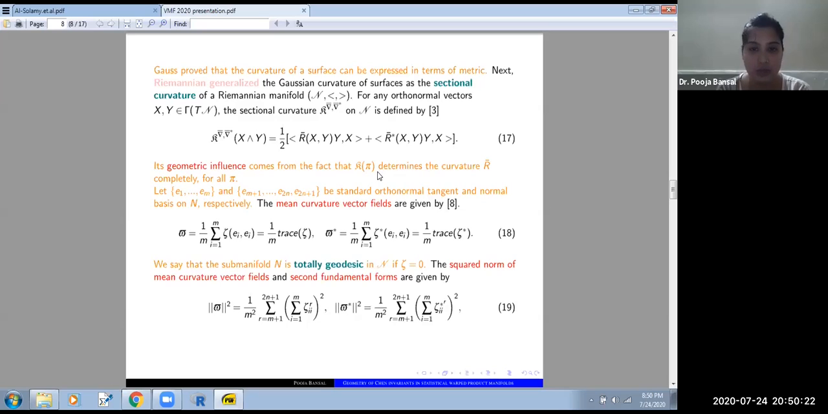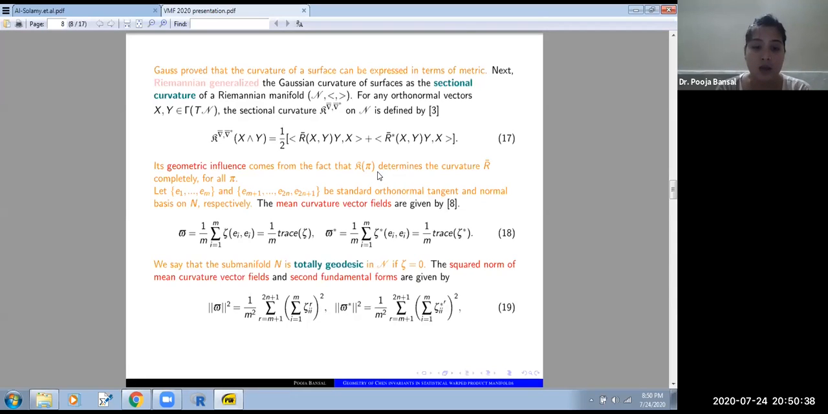Its importance comes from the fact that the sectional curvature K determines the total curvature of the given manifold. First of all, let e1 to em and e(m+1) to e(2n+1) be the standard orthonormal tangent and normal bases on N respectively. Then we define the mean curvature vector field given by equation 18.